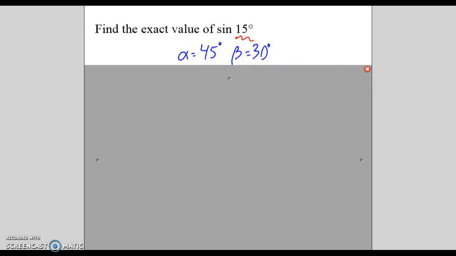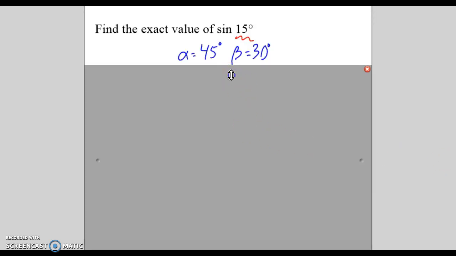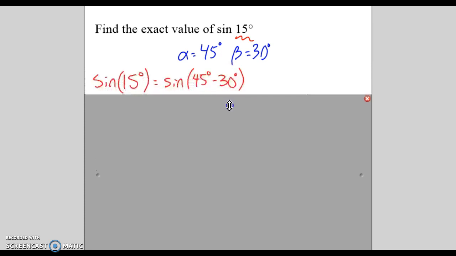Now there's a lot of options. Basically you can choose any two angles that have a difference of 15 degrees, like 60 minus 45 or 150 minus 135. Basically any two angles will work. So then basically what I'm going to do is I'm going to think of my angle 15 degrees. I'm going to rewrite that as 45 minus 30 degrees.